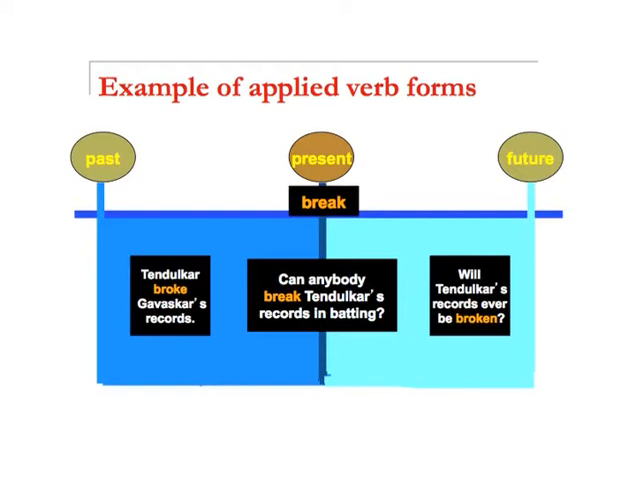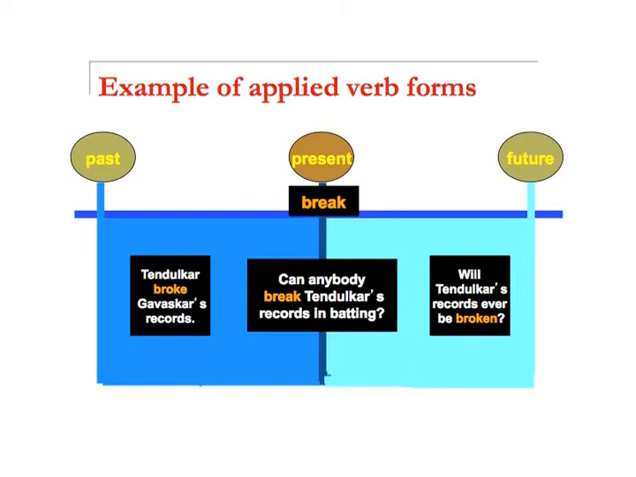Now what is the verb in this sentence? Tendulkar? No, what is Tendulkar? Yes, Tendulkar is a noun, a proper noun, because it's the name of a person. What is the action that I'm talking about? Read the sentence carefully. Yes, the action is to break the record. So break becomes your verb, and the verb here is in the present form.